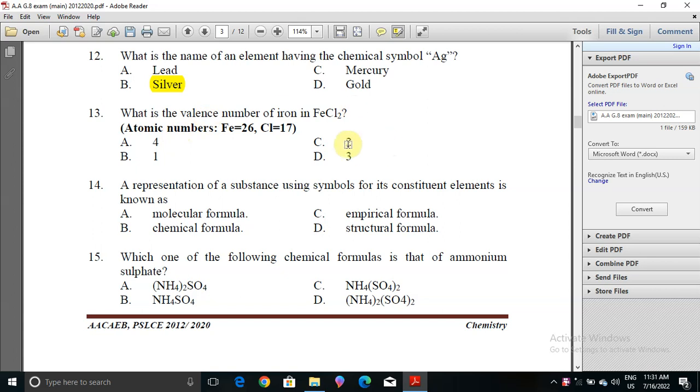Here, before it was FeCl2, 2 was with iron and 1 was with chlorine. When we crisscross, 2, that was the valence number of iron, goes to chlorine and 1 is between them. So that means the valence number for iron was 2. So that means choice C is the correct answer.